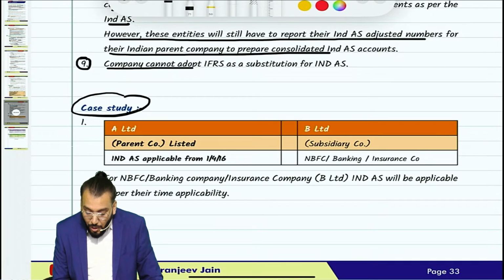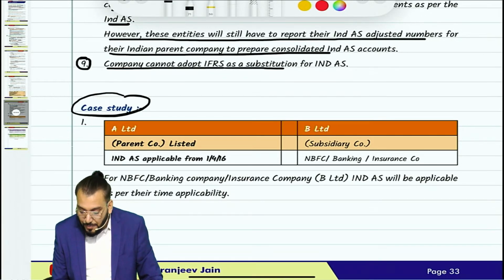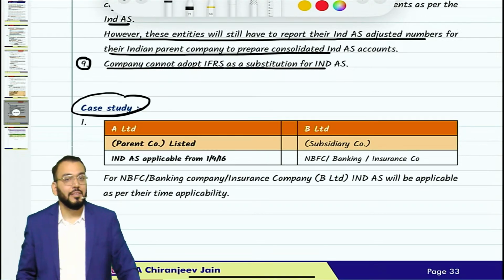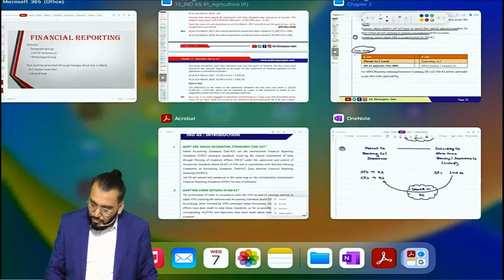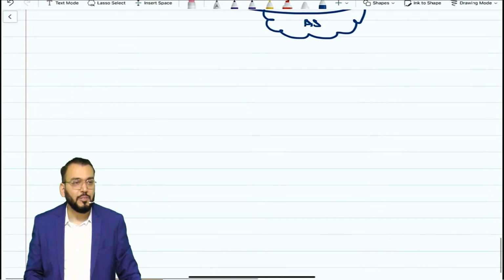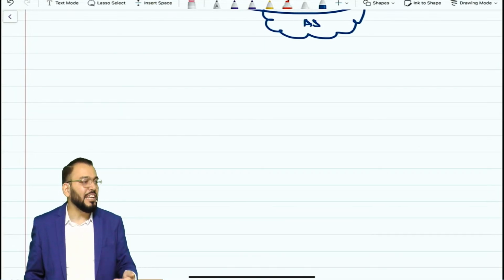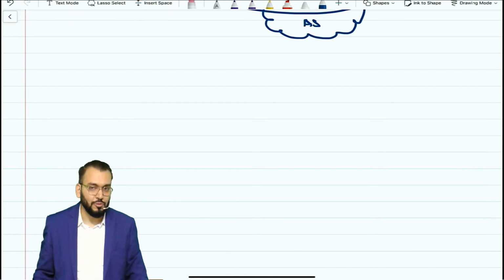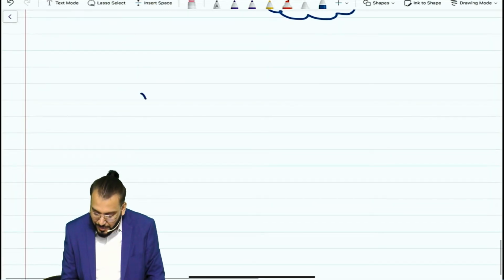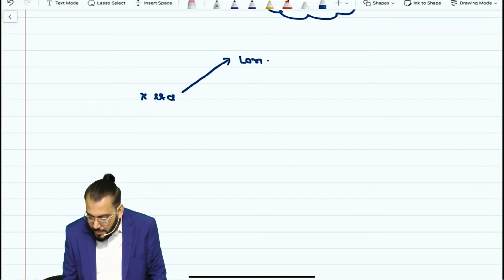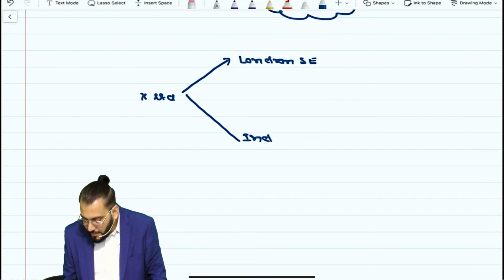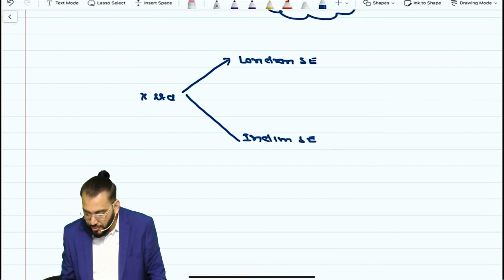Company cannot adopt IFRS as a substitution for Ind AS. What happened? When actually Ind AS was implemented for the first time, there were many companies which were preparing their financial statement based on existing AS and as per IFRS also. Let me take one example. Suppose there is one company X Limited. X Limited is listed in London Stock Exchange. It is also listed in Indian Stock Exchange.